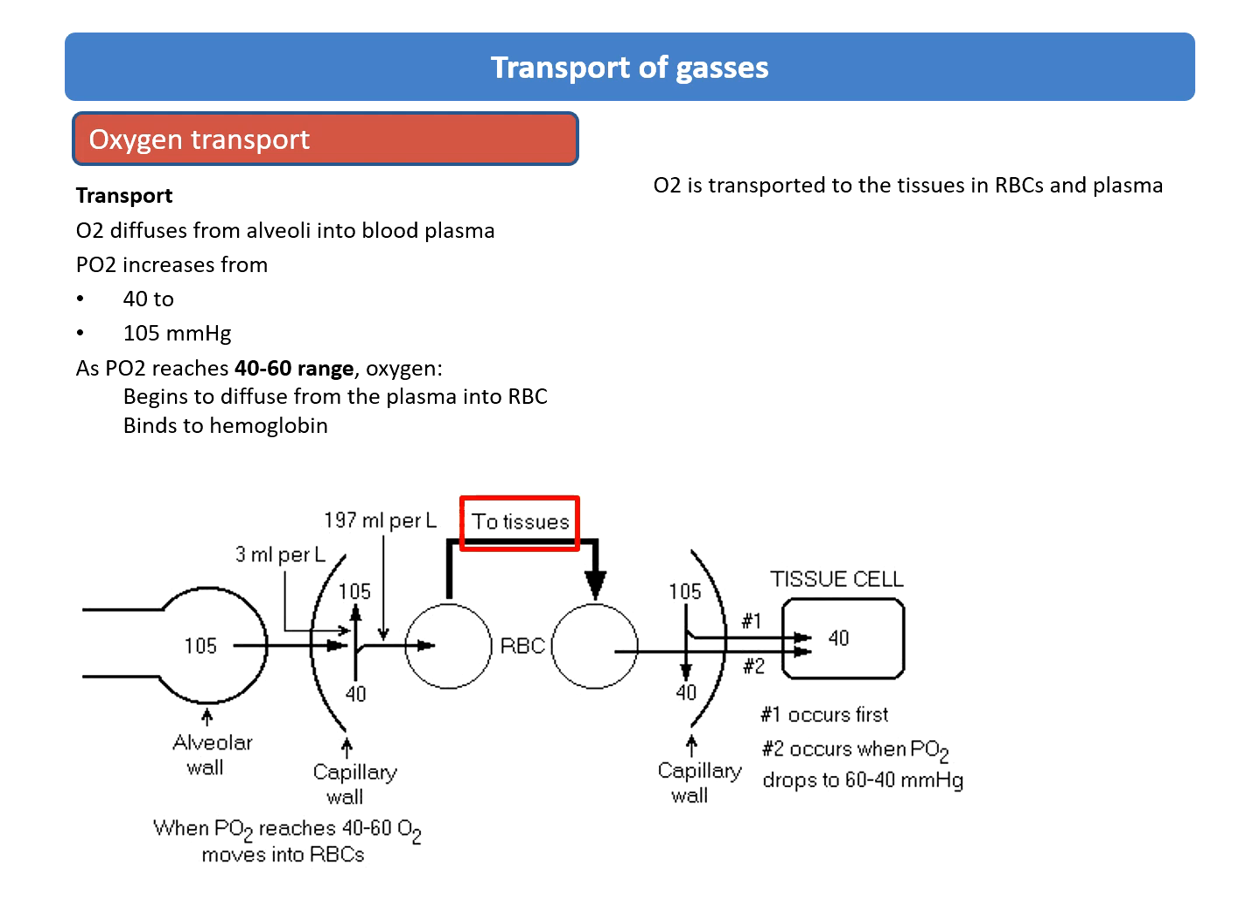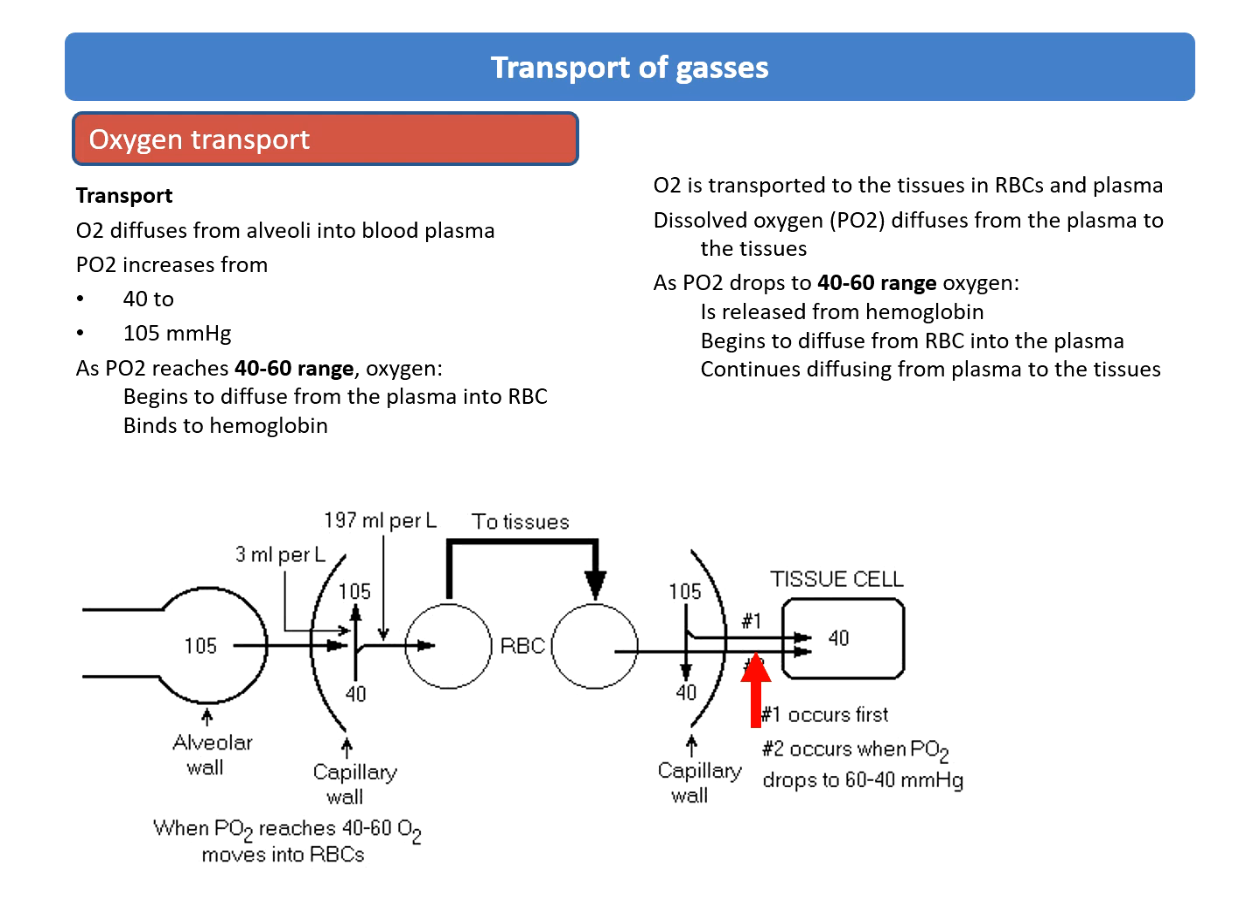Oxygen is transported to the tissues in the red blood cells and the plasma. Dissolved oxygen, that's the partial pressure of oxygen in the plasma, diffuses from the plasma to the tissues. As the PO2 drops to the 40 to 60 range, oxygen is released from hemoglobin and it begins to diffuse from the red blood cells into the plasma. It continues diffusing, therefore, from the plasma to the tissues.